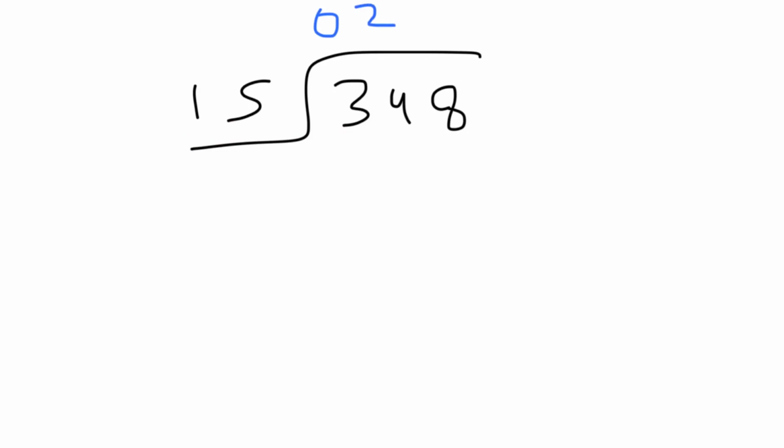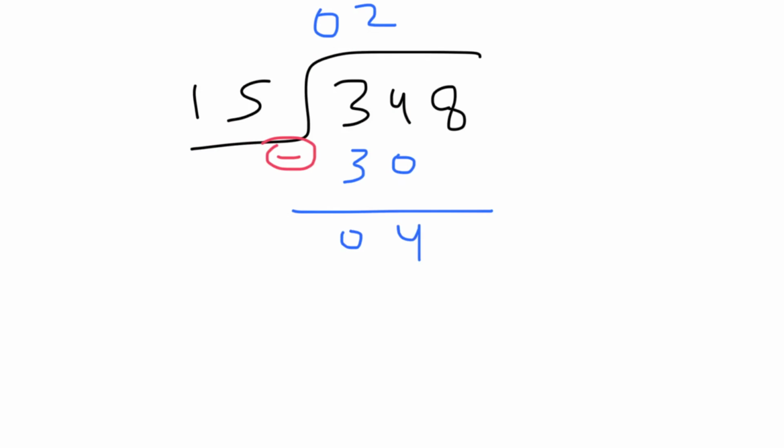And then ask yourself, this 2 now, if you multiply it by the 15, by the whole thing here, 2 times 15 is what? 30. Then you're going to have to write the 30 here, under the 34. And then get the difference. 34 minus 30 will give you 4. So I have remaining here 4.